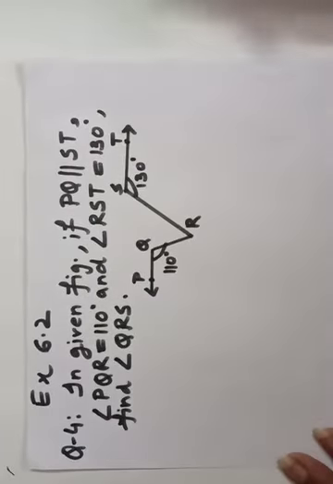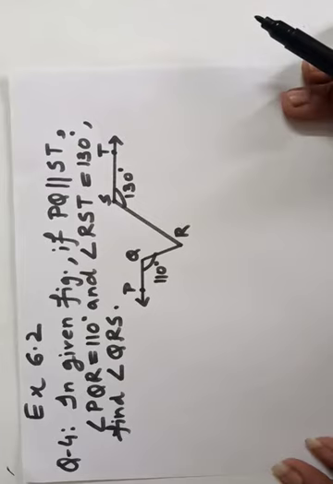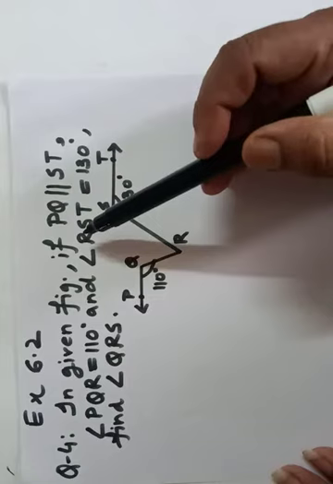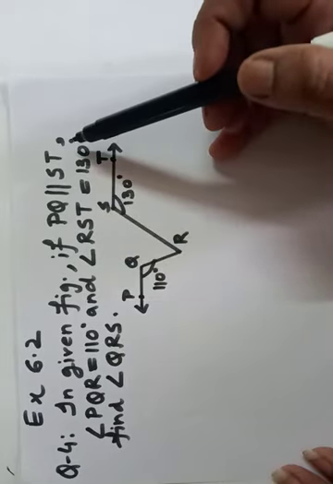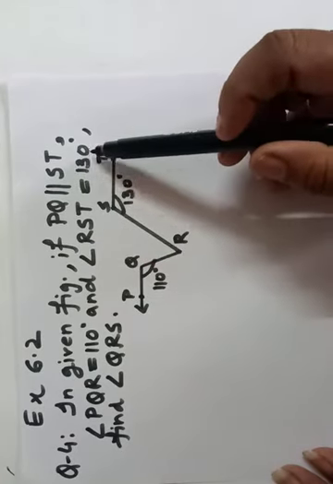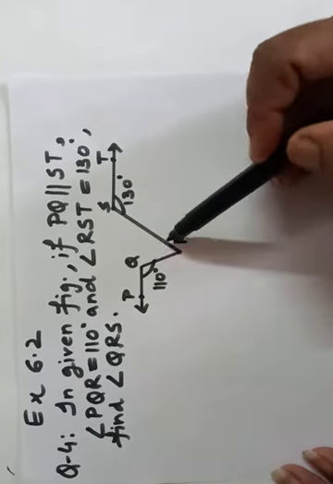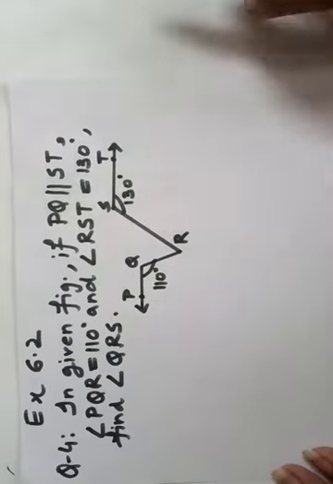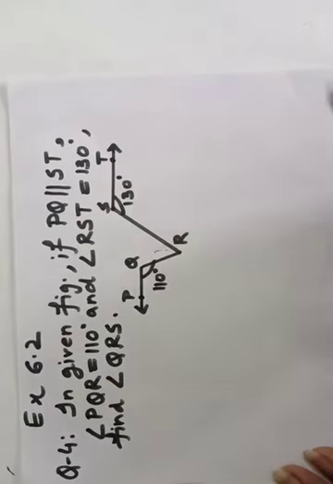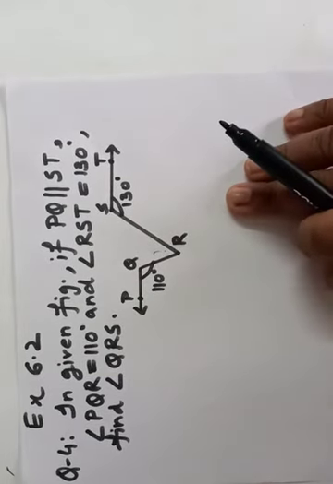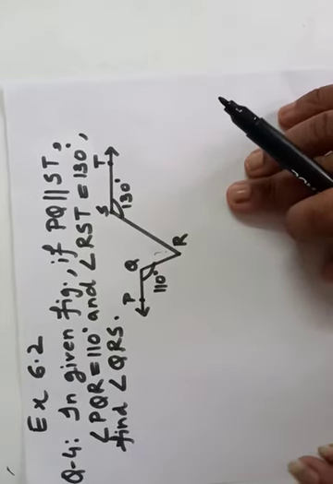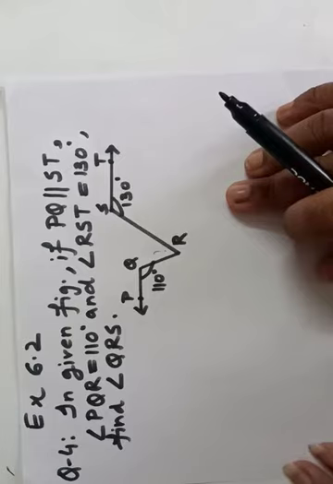This question I have taken from the exercise 6.2. In the given figure, this is the figure that is given to us. If PQ is parallel to ST and angle PQR is 110 degree and angle RST is 130 degree, find angle QRS. This angle we need to find out. In this figure I am not making another figure, but in the solution you can also make the figure separately for yourself. In this figure we need to do few constructions.